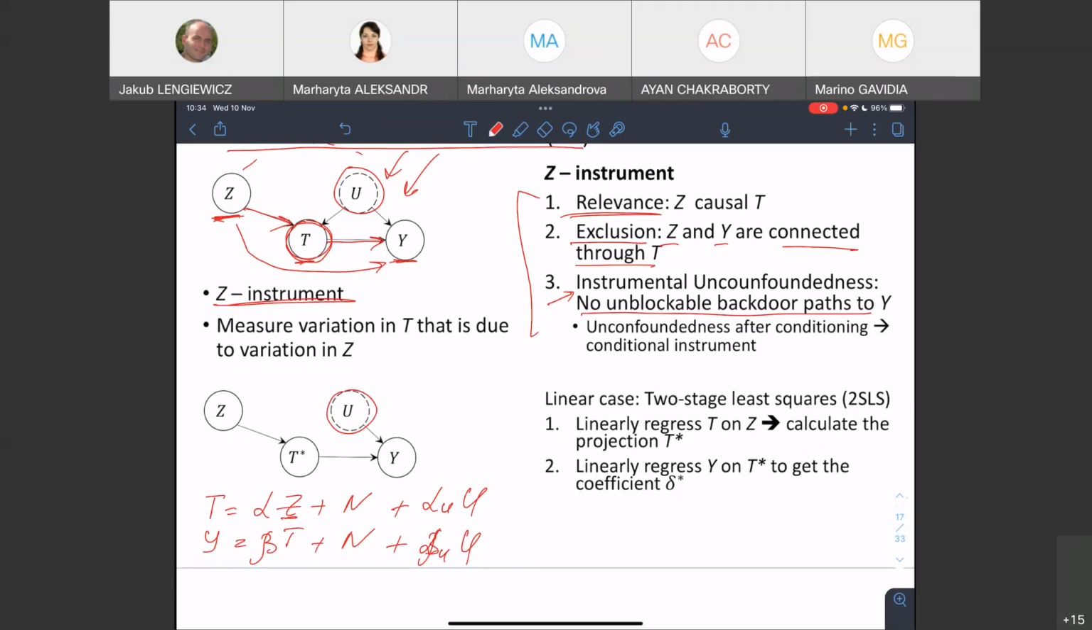Now, a slight step away: how do we measure the causal relationship between the variables when we have the linear case? We will come back to our definition of causal relationship.